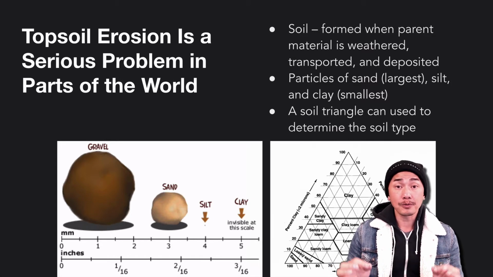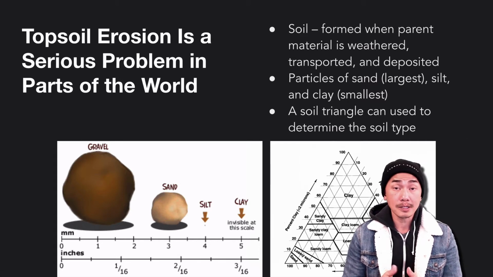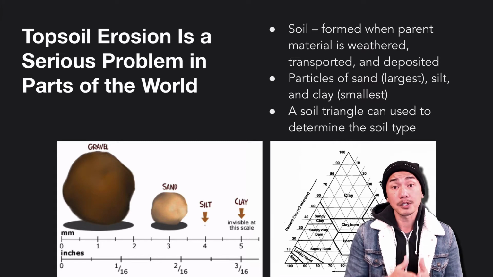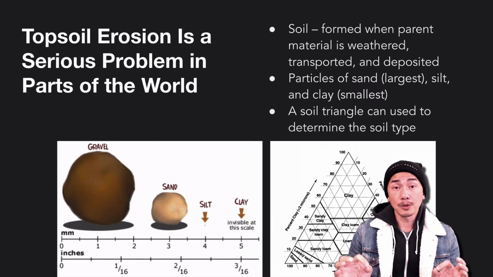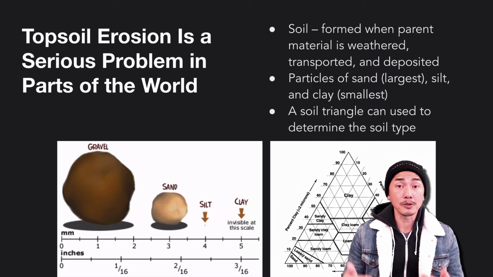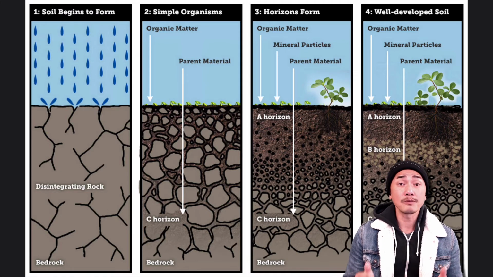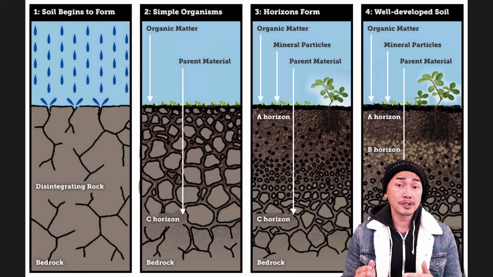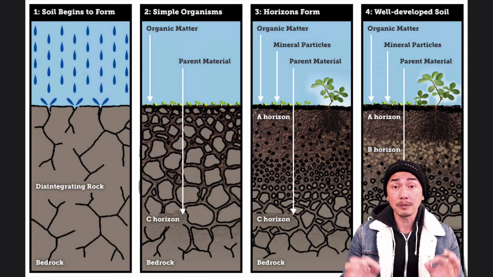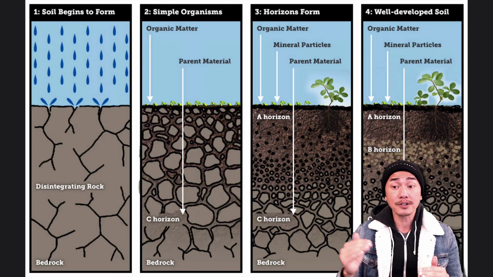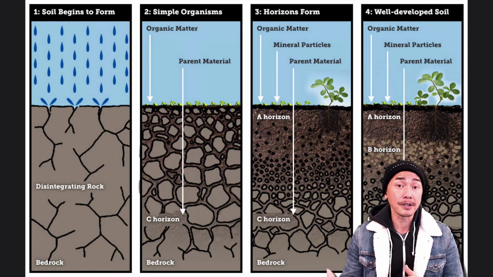Soil is made up of three different types of particles: sand, which is the largest, silt, and clay, which is the smallest. Soil can be categorized into different soil types, and the type of soil can be determined by using a soil triangle shown here on the right. This diagram shows how soil develops, starting with rock, which we call the parent material, which breaks down over time to form the different layers of soil.